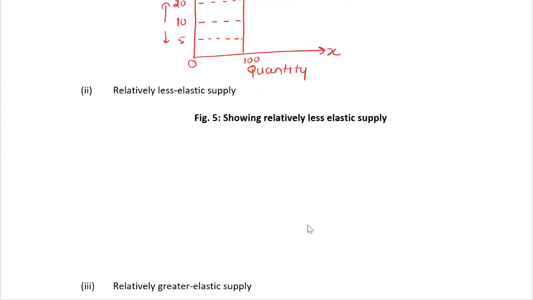Let's move ahead now. Relatively less elastic supply. That means what? When there would be a change in the price, supposingly this is the change in the price, this much, there would be change in the quantity, but a bit less. Change in the quantity will be a bit less as compared to change in the price, and that is why it is known as less elastic supply or relatively less elastic supply.